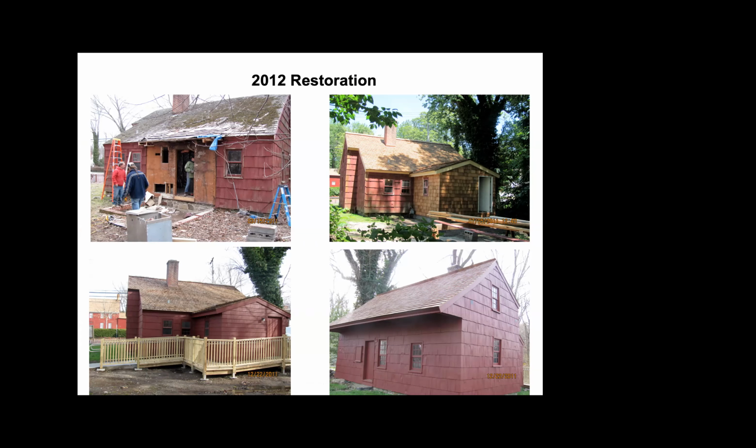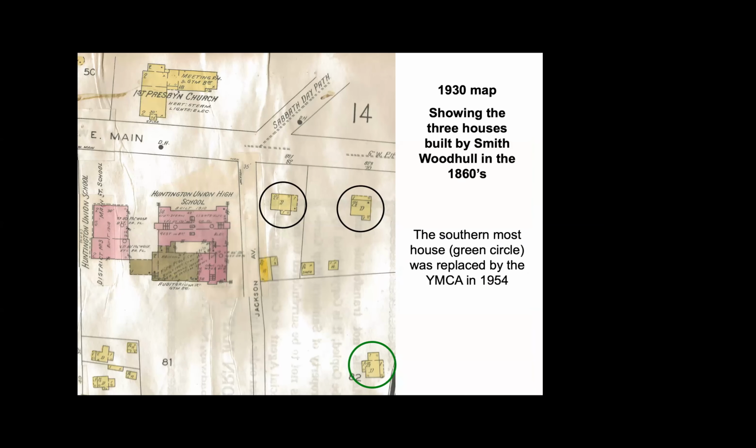Those columns that had been added have been removed. And the Huntington Militia opens the house on special occasions and does encampments and drills on the village green, especially around the third Sunday in July to commemorate the reading of the Declaration of Independence when it reached Huntington on July 22nd, 1776. I'll go back to Toby. He's going to tell us more about Woodhull.